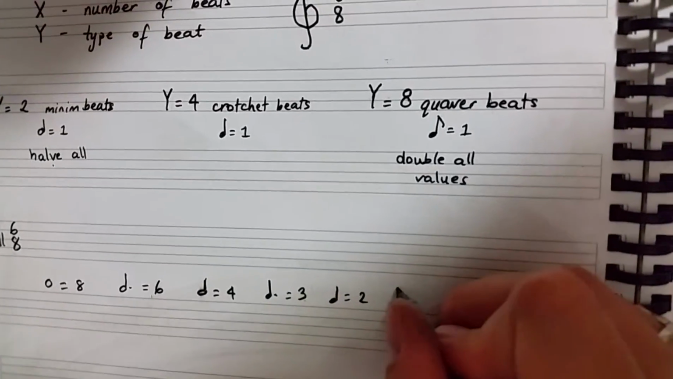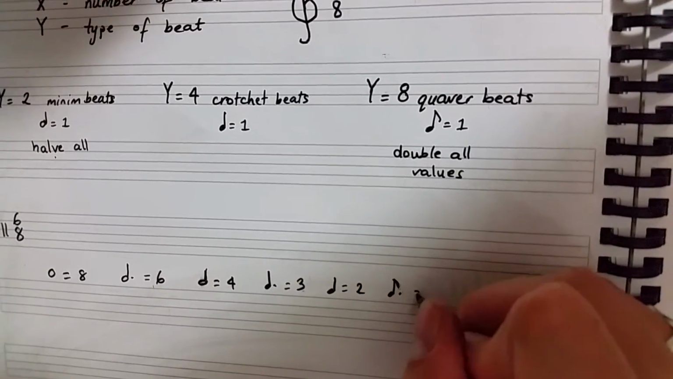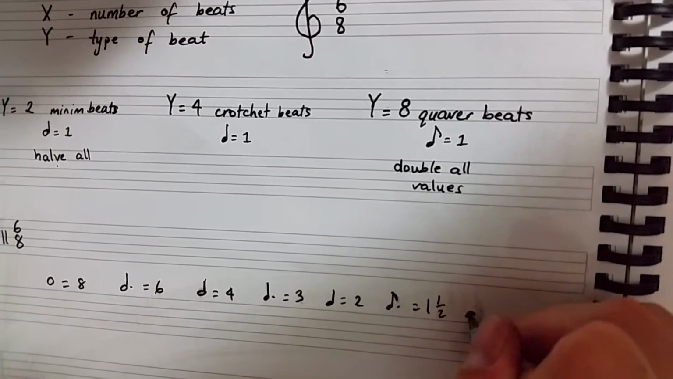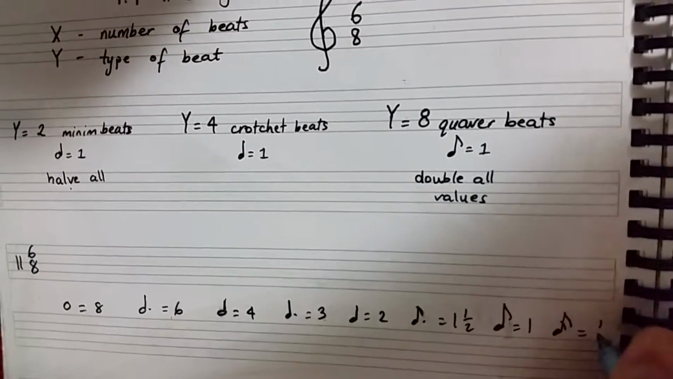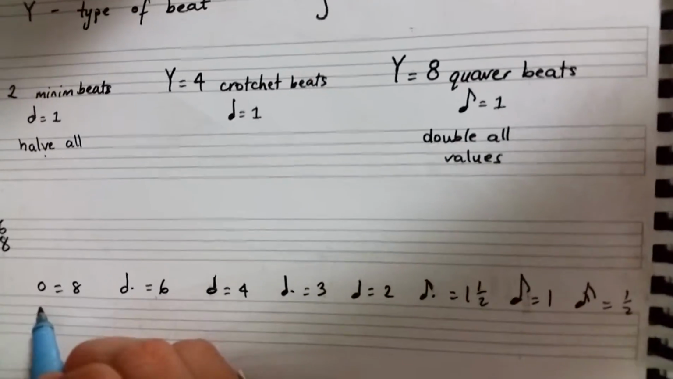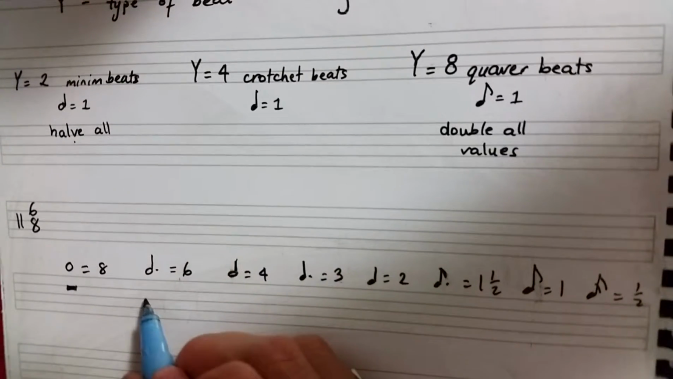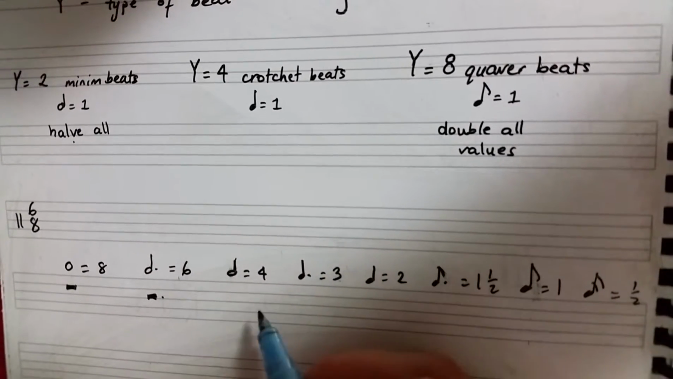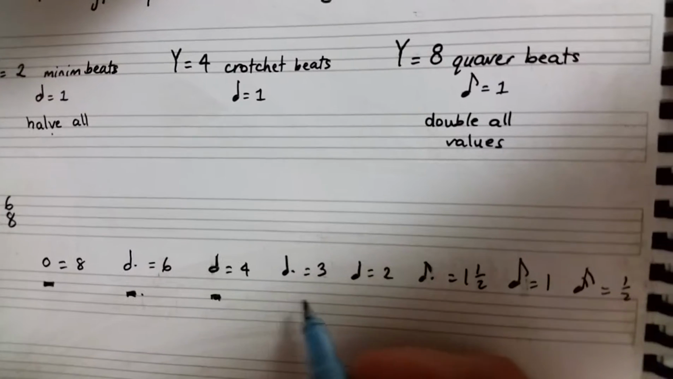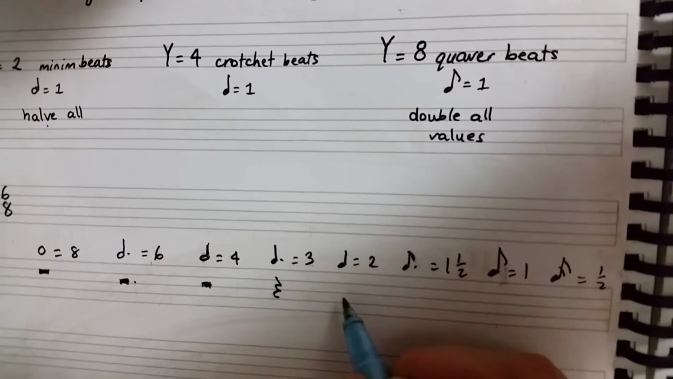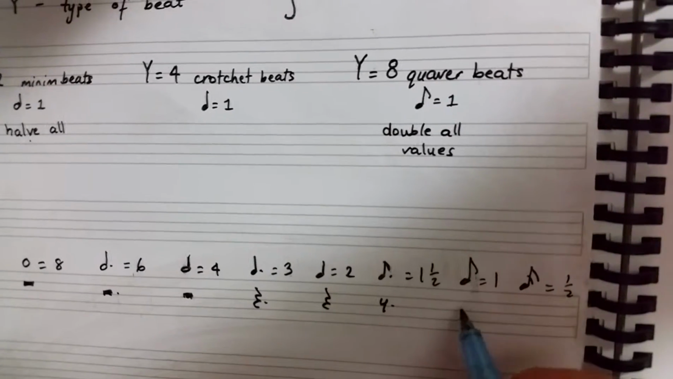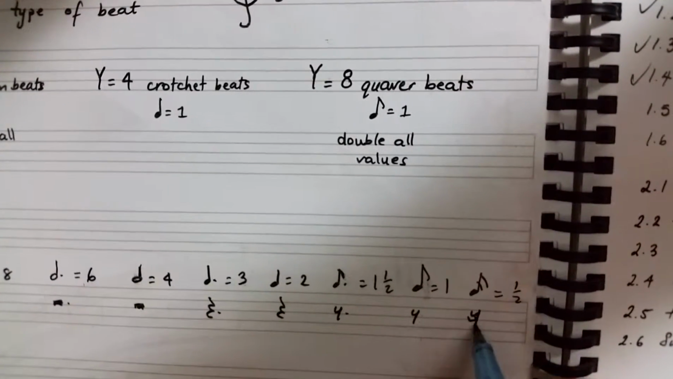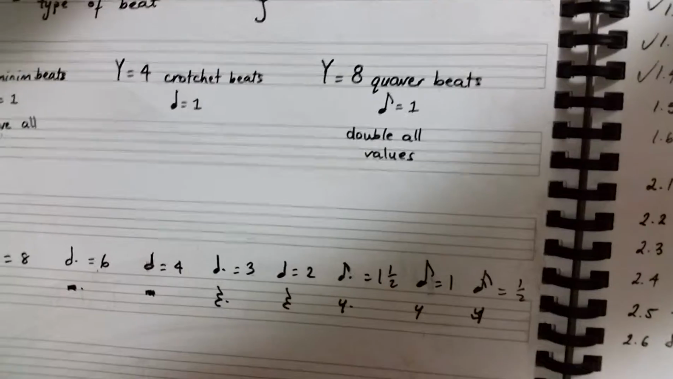Alright, the dotted quaver is 1.5. And the quaver is 1, and the semiquaver is a half. Same with the rests. Semibreve rest, dotted minim rest, crotchet rest, dotted crotchet rest, crotchet, dotted quaver, quaver, semiquaver. You should have the table.